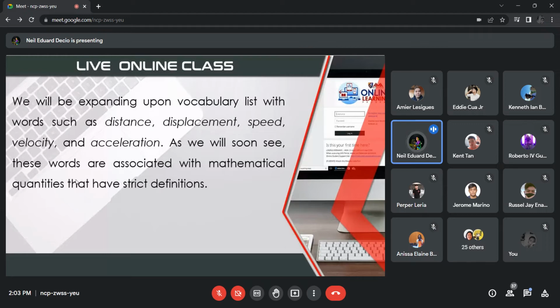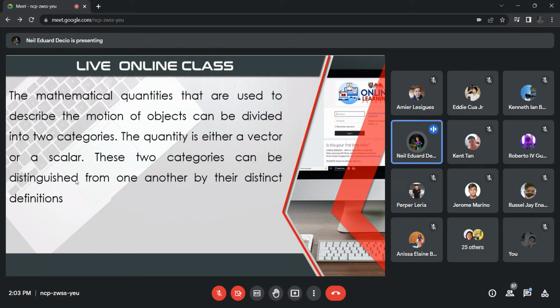So that's basically kinematics. So we will be expanding upon the vocabulary list with words such as distance, displacement, speed, velocity, and acceleration. As you will soon see, these words are associated with mathematical quantities that have strict definitions. So yung pag-aaralan natin in this topic are the distance, or usually that's displacement, speed, velocity, and acceleration of objects.